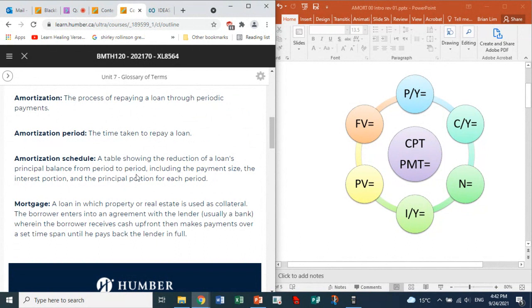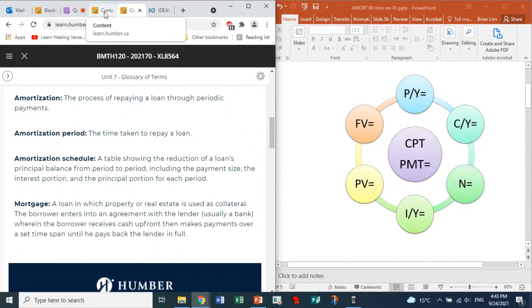That's what we'll be doing, a table showing the reduction of a loan's principal balance from period to period, or payment to payment, including the payment size, the interest portion, and the principal portion of each period. And mortgages fall into that category. It's specific to property or real estate that's used as collateral. The borrower enters into an agreement with the lender, usually a bank, wherein the borrower receives cash upfront, then makes payments over a set time span until he or she pays back the lender in full. So that's what the amortization is about.